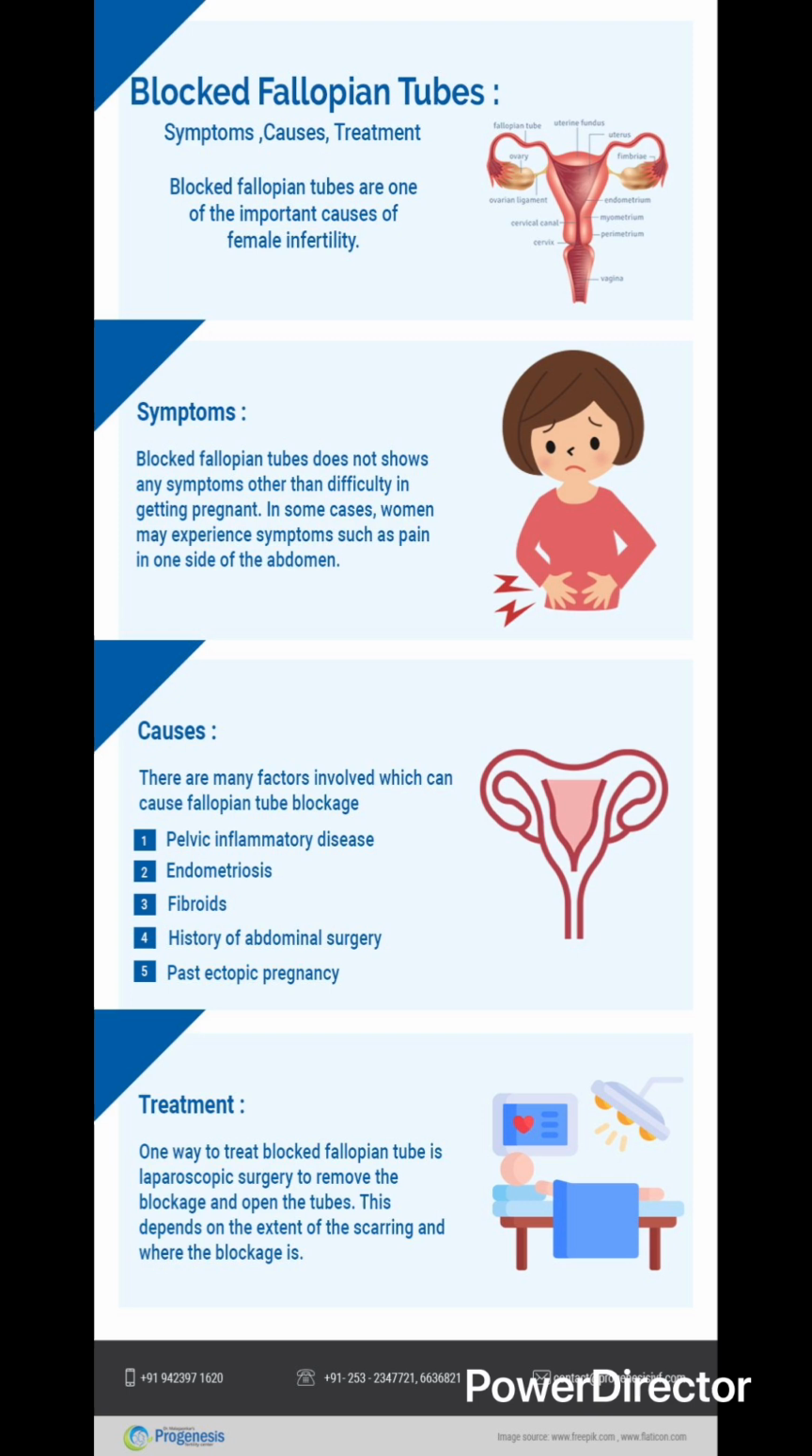Next, hydrosalpinx. This is a condition where fluid accumulates inside a fallopian tube due to blockage or infection, distending the tube. Hydrosalpinx reduces fertility by impairing fertilization and embryo transport. Next, tubal adhesions and scarring. Adhesions are bands of scar tissue from infections, surgeries, ruptured appendix, or endometriosis that can distort or block the tubes, impairing their function.